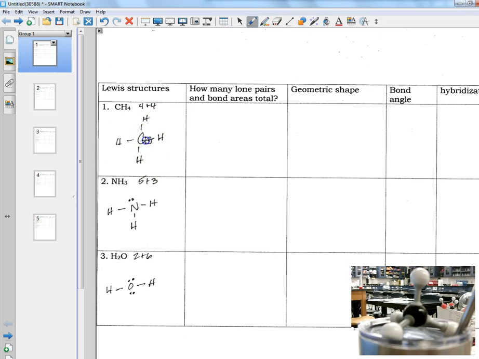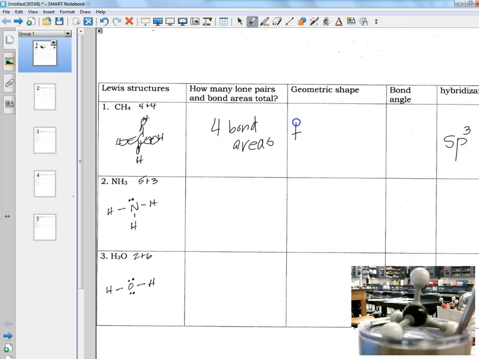Now remember that these bonds are overlapping orbitals. They're orbitals coming out from the central atom and then the single orbital from the hydrogen. There's 4 orbitals, one is an s, and then there's 3 p's. So we call this an sp3 structure, sp3 hybridized, because the s orbital and the p orbitals all bonded together. If we count, we have 4 bond areas, no lone pairs.